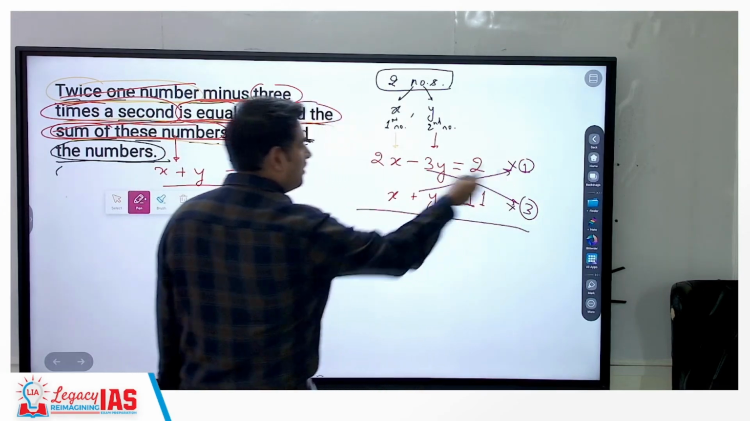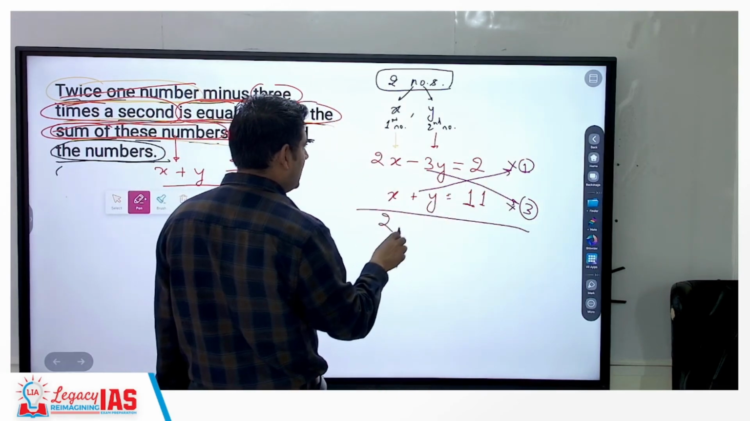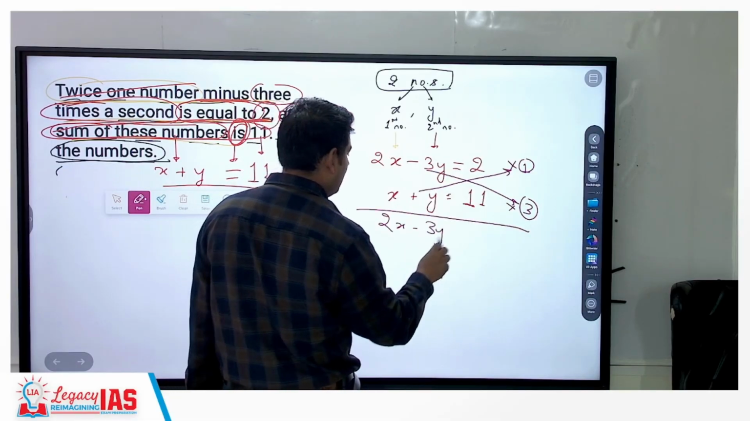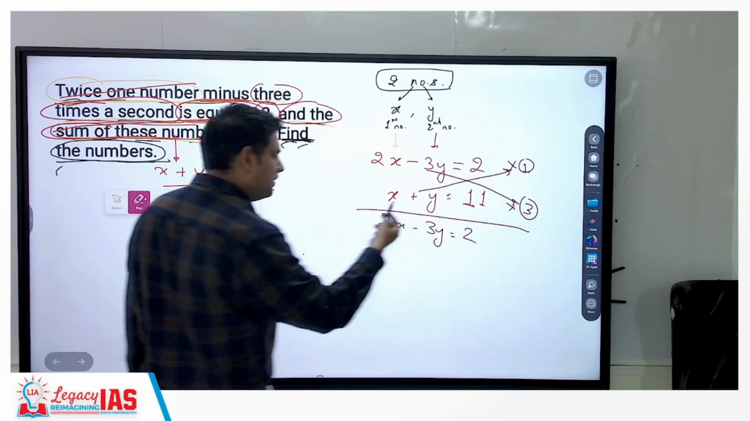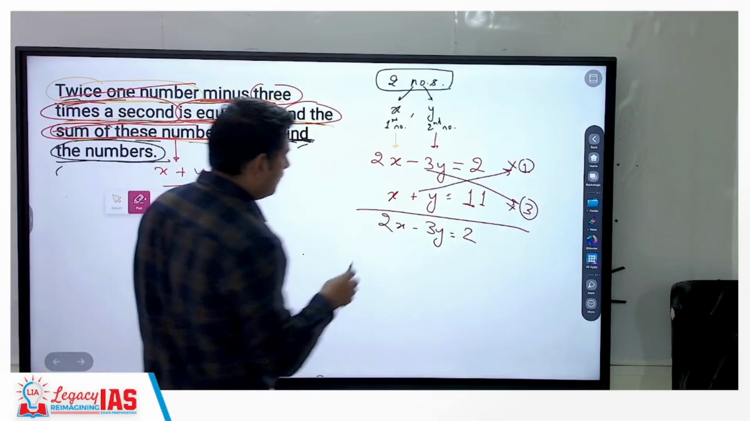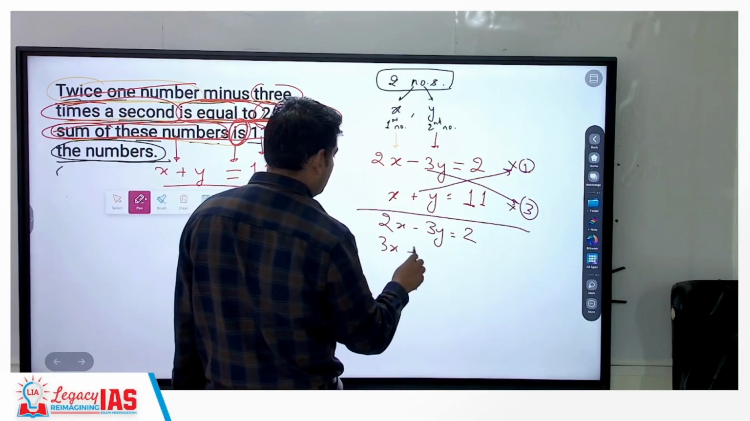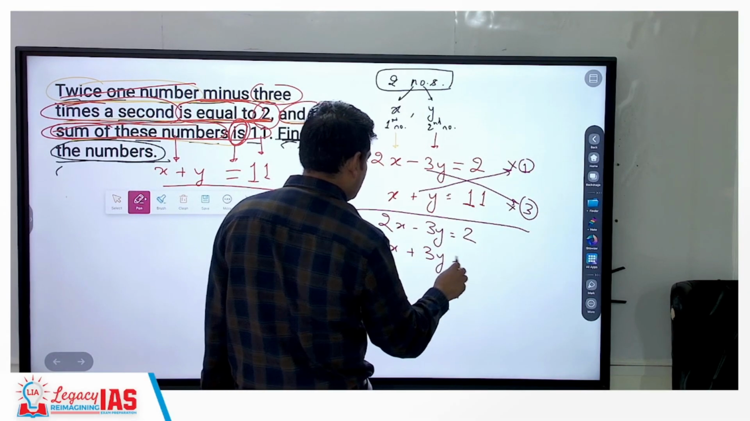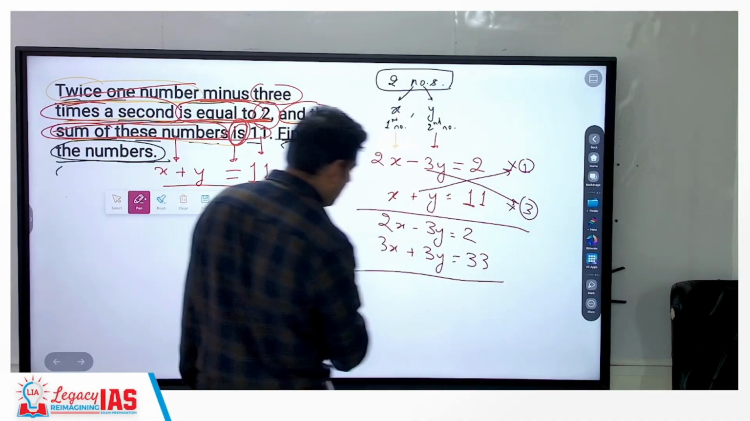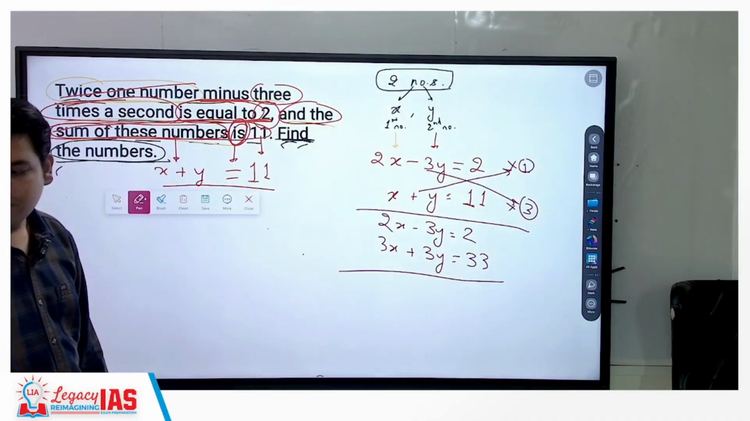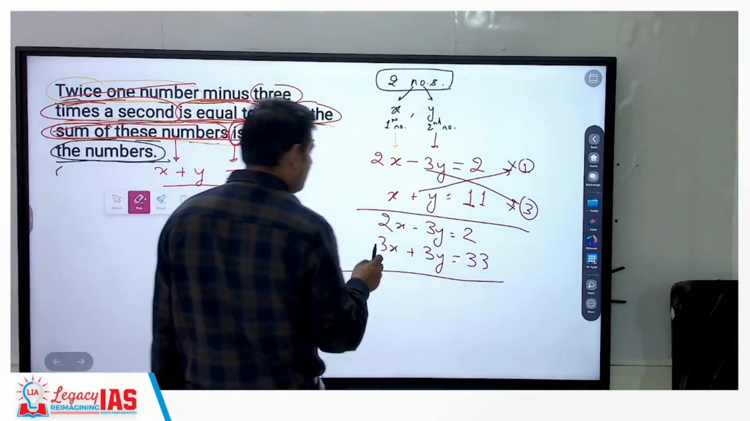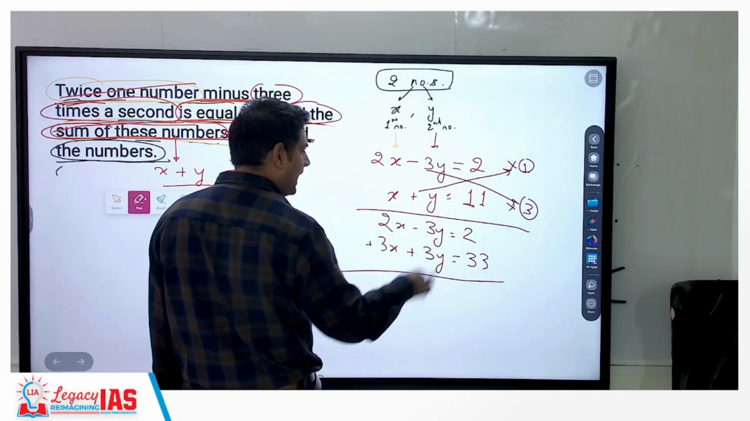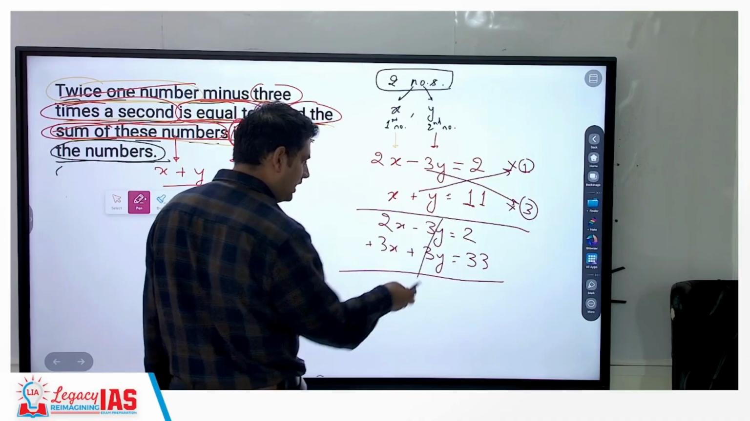What will you get? 1 into all of this will give you the same, that is 2x minus 3y is equal to 2. Now, if you multiply 3 throughout, what will you get? 3x plus 3y is equal to 33. Easy. Then, simply, what can you do? Simply add both of these equations. Plus minus, they cancel out.